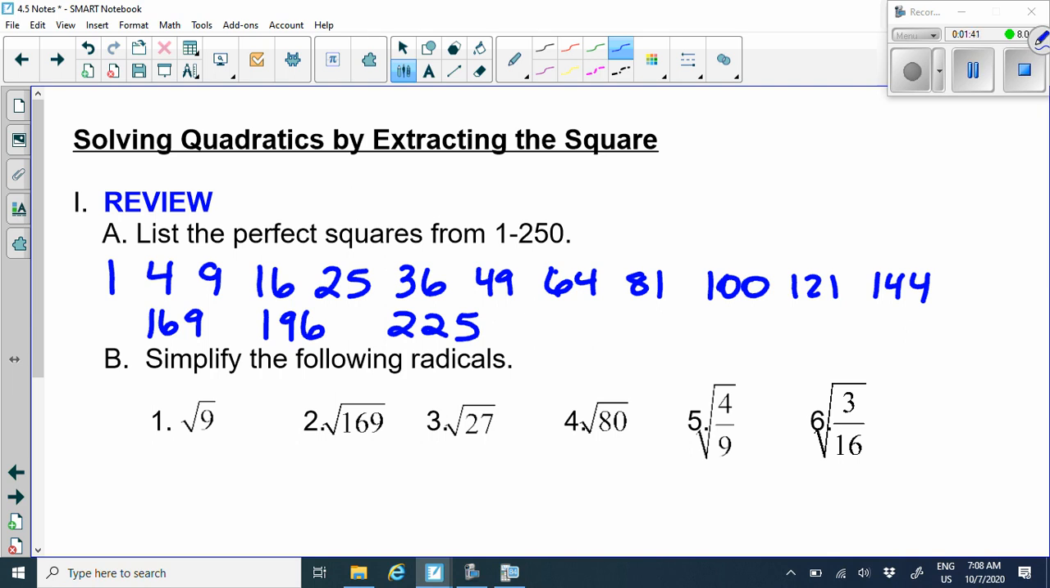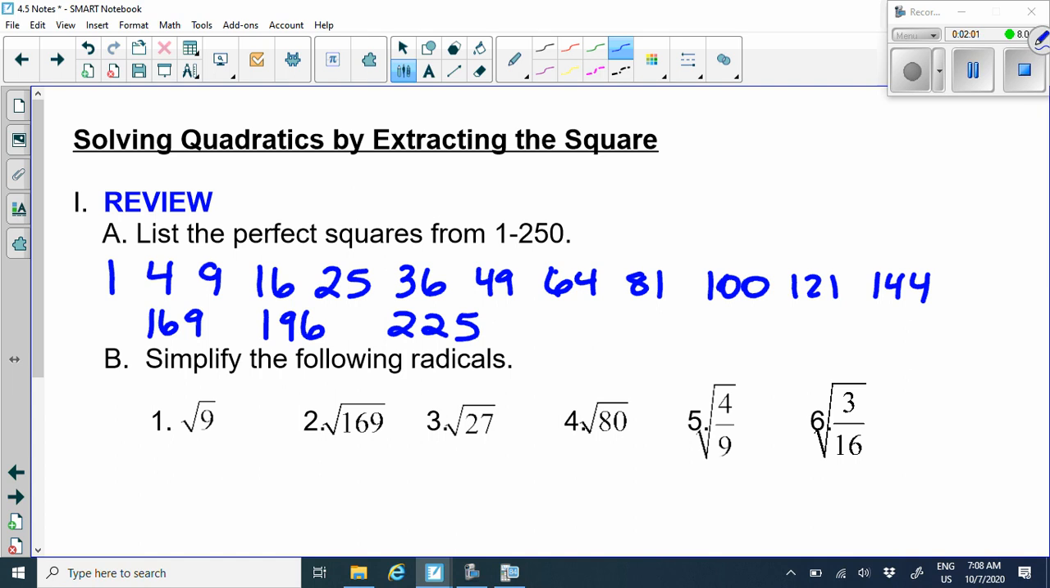Basically, when you think about your perfect squares, you have two ways. You can memorize this list, that's fine. Or you can basically just think, okay, what is 2 squared? That's going to give you 4, and 4 is a perfect square. Same thing, like if you're thinking, well, what's 11 squared? That's 121. That's a perfect square.